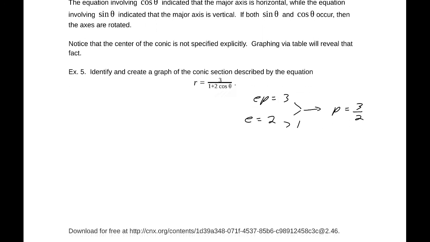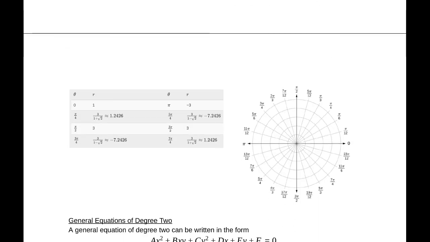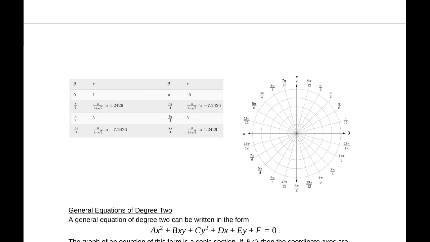So let's look at a graph and table for this function. All right, so here's my table. At theta equal to 0, my radius is 1. At pi over 4, my radius is 1.24. Let's put it right there. At pi over 2, I have a radius of 3.